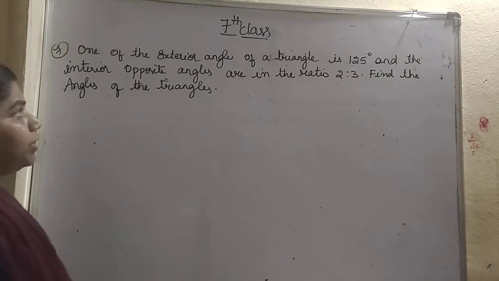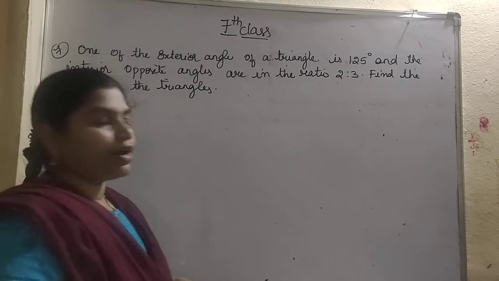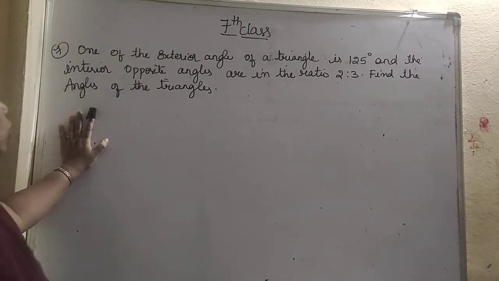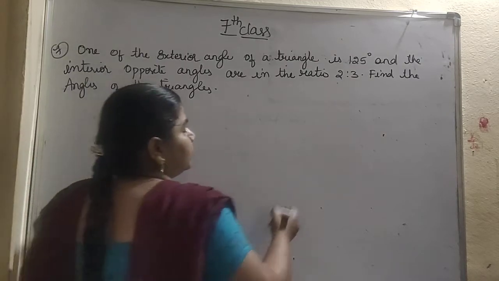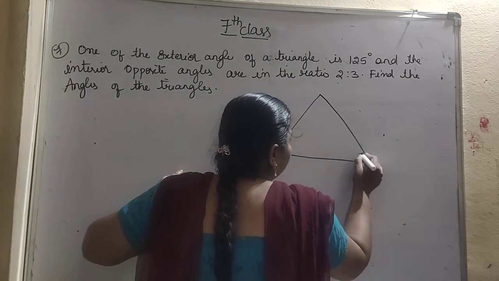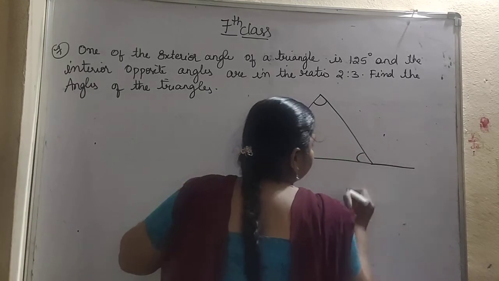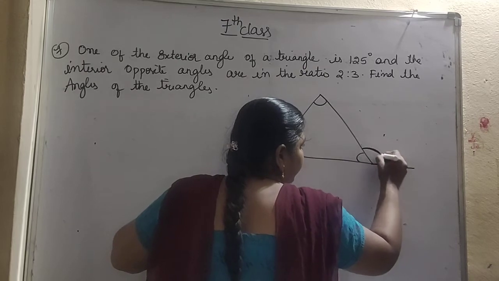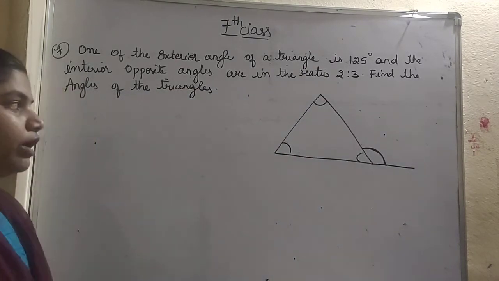So one of the exterior angles of a triangle is 125. The exterior angle of a triangle is 125 and the interior opposite angles are in ratio 2:3. The interior angles are 2:3 means, that means it is a triangle. In a triangle we have 3 interior angles and this will be the exterior angle. This part will be the exterior angle. Not only here, you can draw it anywhere.